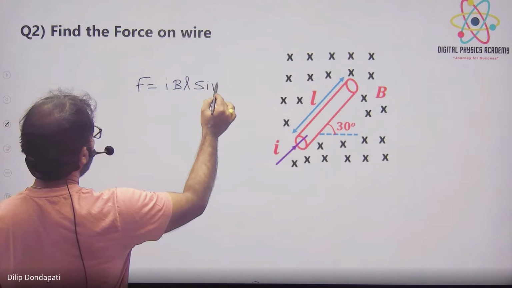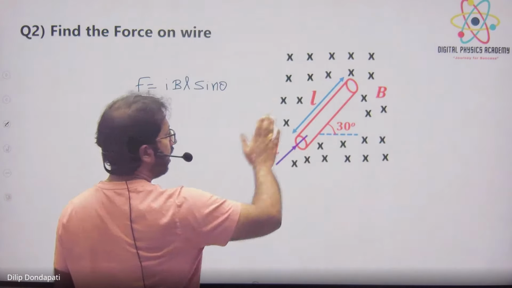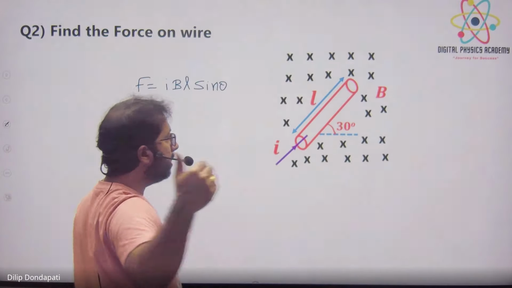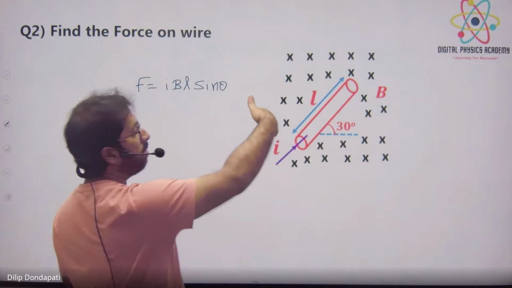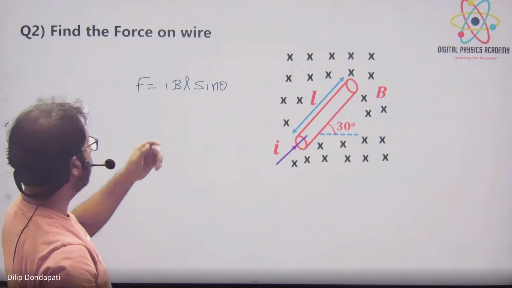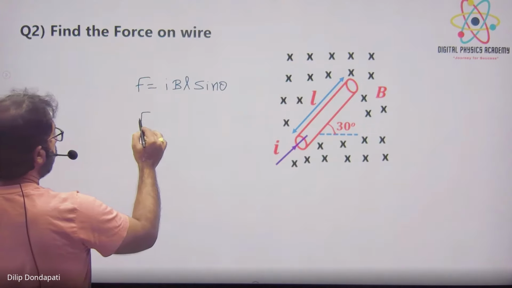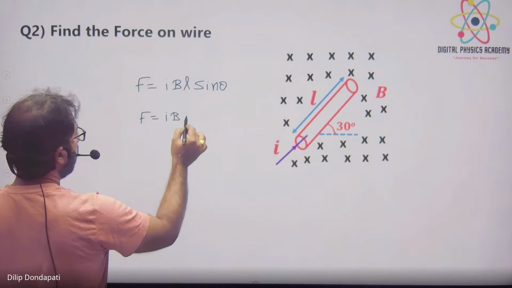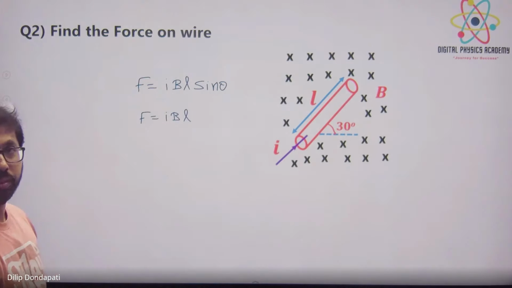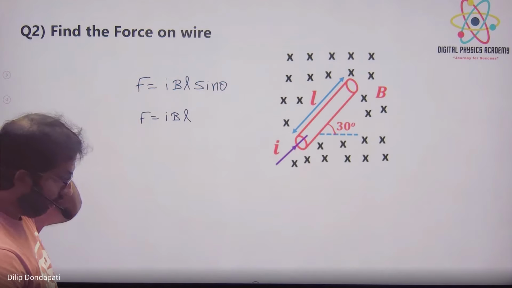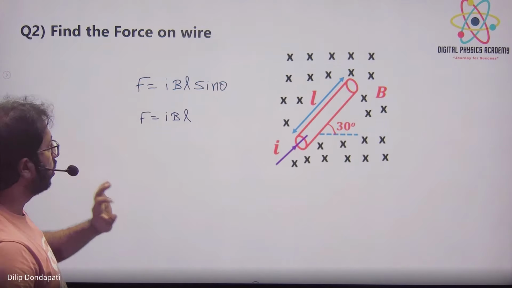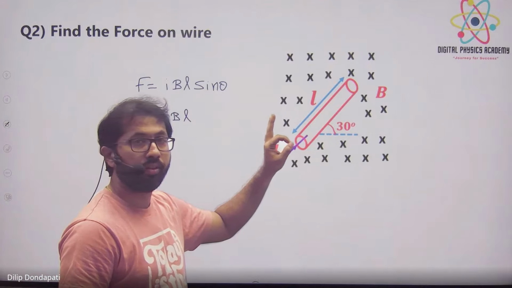Theta is the angle between what? Theta is the angle between L and B. Look, L is like this in the XY plane and B is along the Z axis. So what is the angle between them? Between length and magnetic field? 90. So force is IBL. Students get the answer wrong otherwise. So IBL is the answer. Always remember, theta is the angle between L and B.